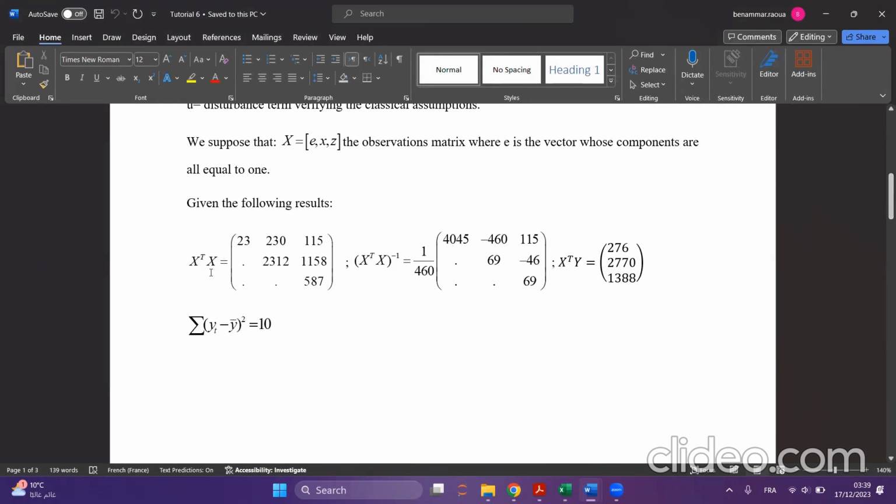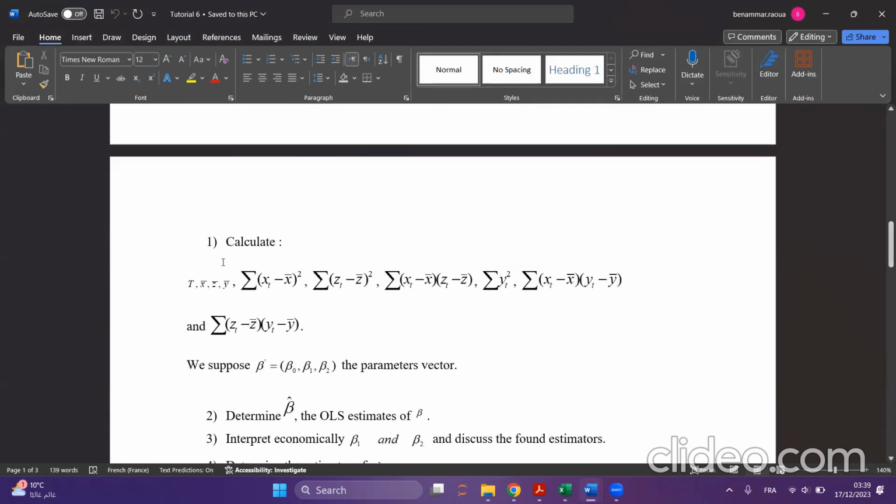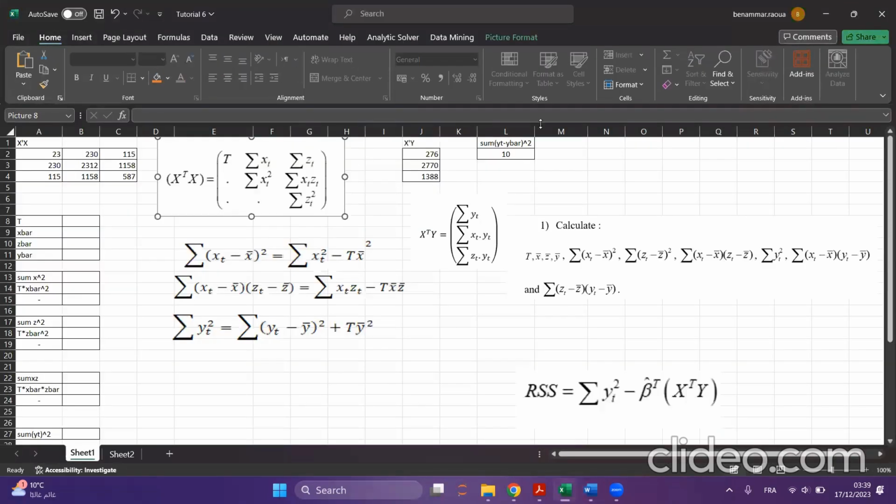We are given the XTX matrix. We're given its inverse, XTY, and the sum of yt minus y bar squared, which is the total sum of squares. So for the first question, we are asked to determine T, x bar, z bar, y bar, and so on. So we'll be using Excel for convenience. The objective of this question is to make you memorize the general format of XTX and XTY.